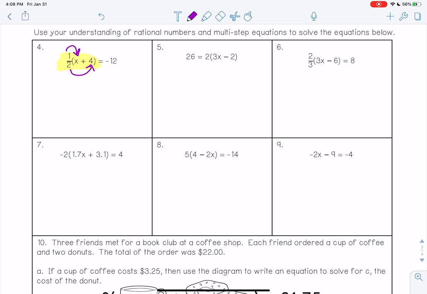So let's try it. We have 1/2 times x, that's going to give us 1/2 x, and then 1/2 times 4. Well, 4 we can turn into a fraction by sticking a 1 under it, and we can multiply that by 1/2, and when you multiply fractions, you just multiply across. So 4 times 1 is 4, 2 times 1 is 2, and 4 divided by 2 is 2. So this is going to end up being 1/2 x plus 2 equals negative 12.